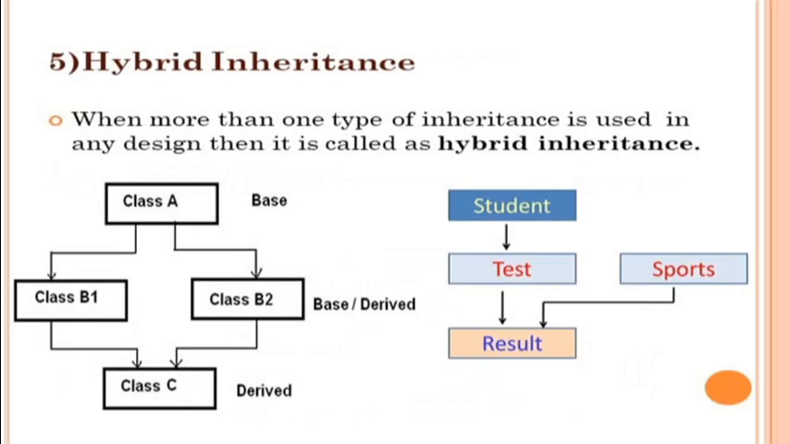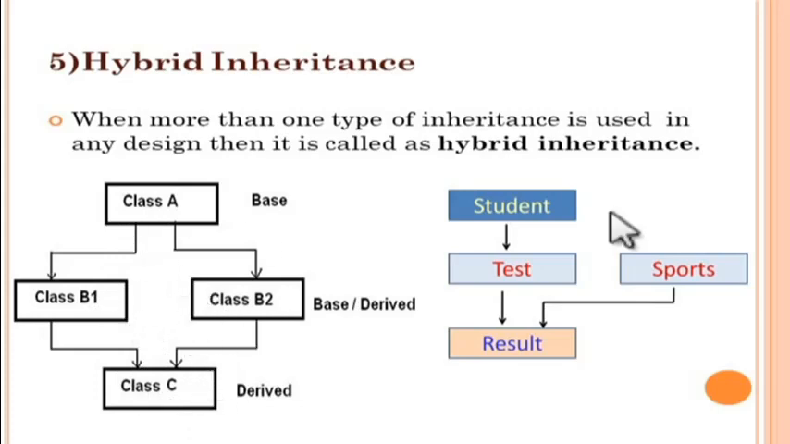Hybrid inheritance. When more than one type of inheritance is used in any design, then it is called hybrid inheritance. Means more than one type of inheritance is included in a single design, then that design is called hybrid inheritance. For example, let's see the first diagram. In that there are four classes, class A, B1, B2 and C.